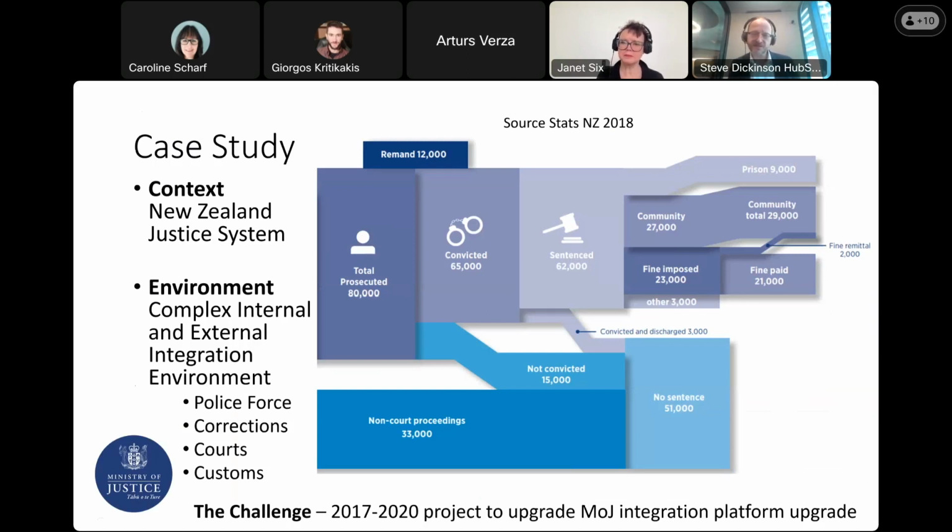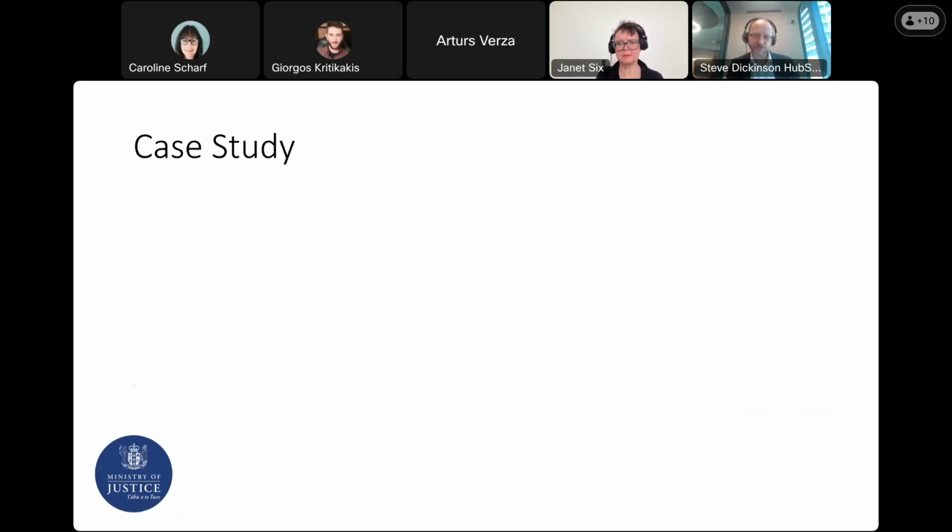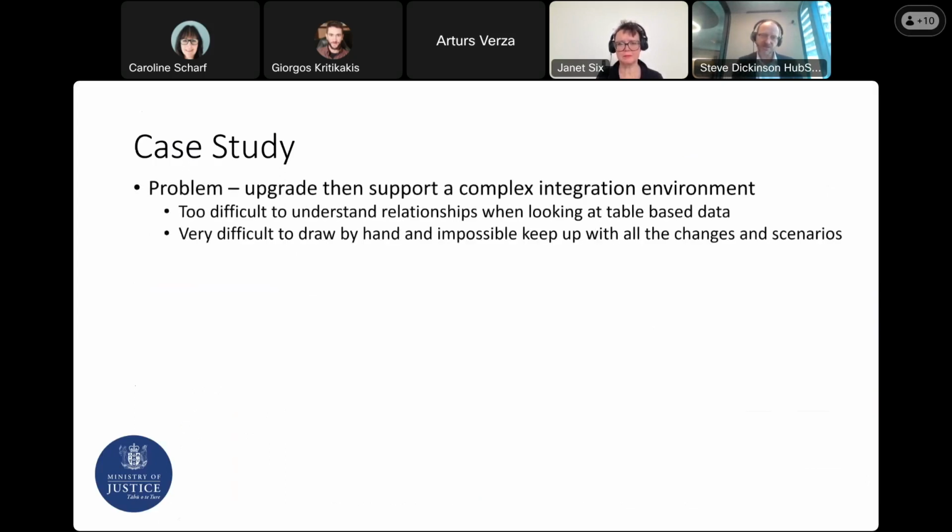And it was complicated because it had developed over time. This is a simpler view, which shows the dependencies between the court proceedings and the number of people who are prosecuted and the number of fines. It's a very high level view, but behind this, there's a whole lot of applications that sit within justice that talk to each other. So the case study was focused on upgrading the integration platform. It was really too difficult to understand all of those relationships when looking at them in a table.